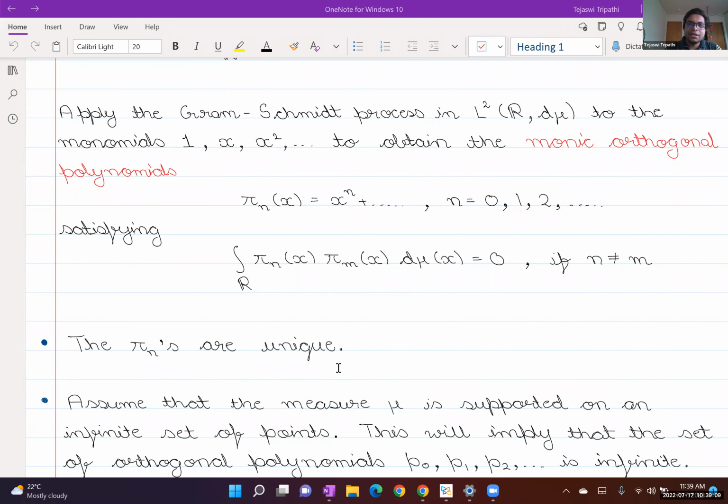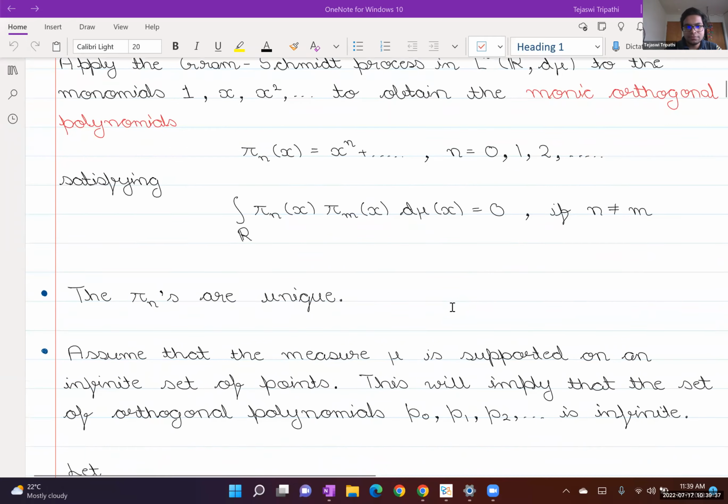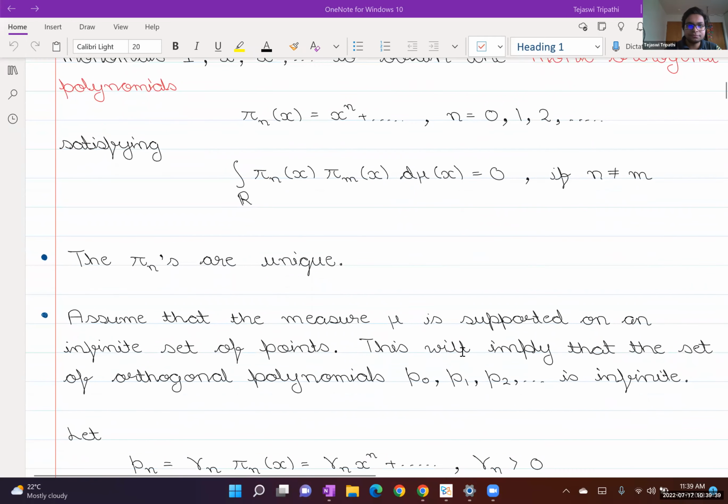Okay, we'll make an additional assumption on the support of μ. We'll assume that it is supported on an infinite set of points. Because when μ is supported on an infinite set of points, this vector space is infinite dimensional, and in particular, this will imply that the set of orthogonal polynomials is infinite. One can show that if μ is supported on, say, a finite number of points, then you will get only finitely many orthogonal polynomials. So this is just an additional assumption.